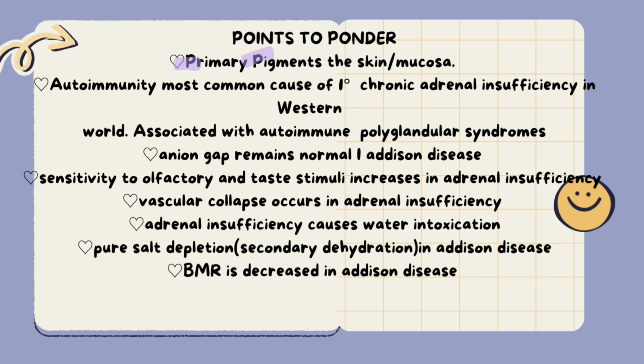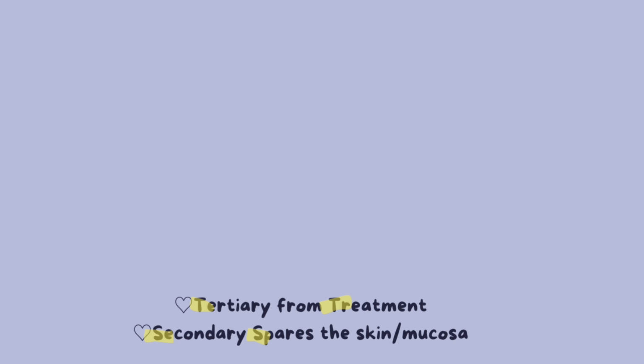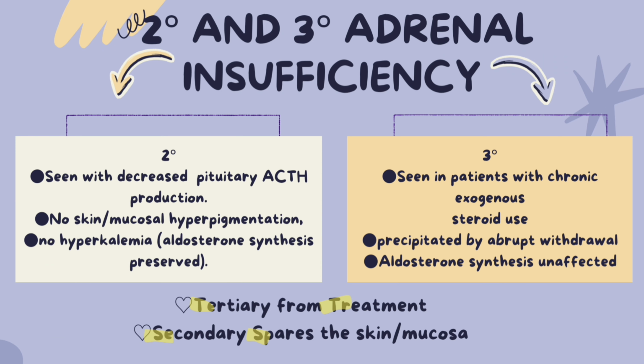Basal metabolic rate is decreased due to the lack of cortisol and aldosterone, leading to impaired metabolic processes and reduced energy expenditure. Secondary and tertiary adrenal insufficiency. Secondary is seen with decreased pituitary adrenocorticotropic hormone production. No skin or mucosal hyperpigmentation due to ACTH deficiency. No hyperkalemia as aldosterone synthesis is preserved.